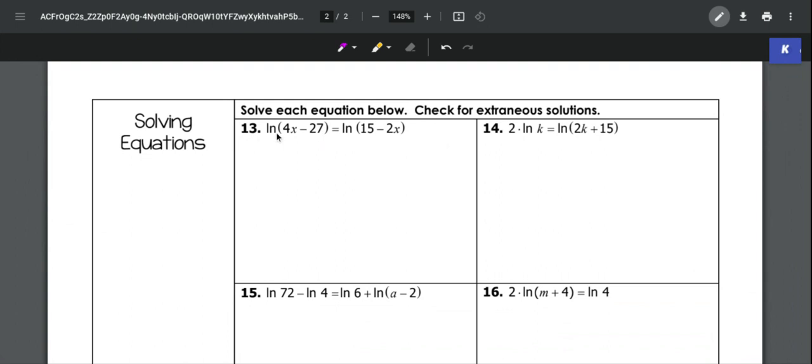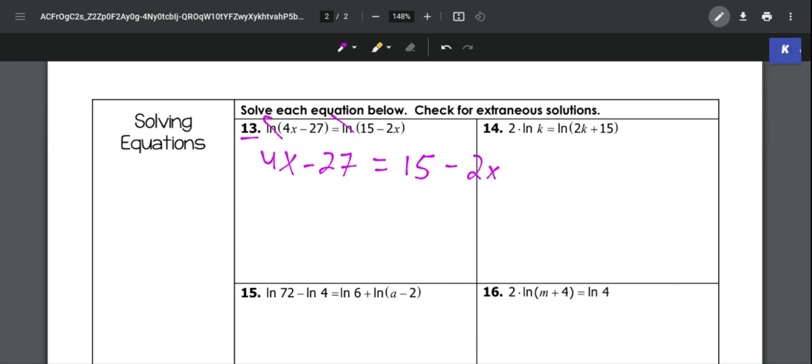So when we have a natural log on each side, they both have a common base of e, and there's one single logarithm on each side, like on 13. All we've got to do is knock out those natural log signs, and then we'll just solve everything. So everything in parentheses we'll just bring out and set equal to each other. So 4x minus 27 equal to 15 minus 2x.